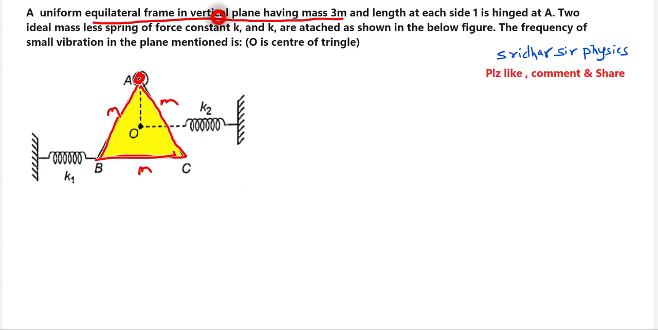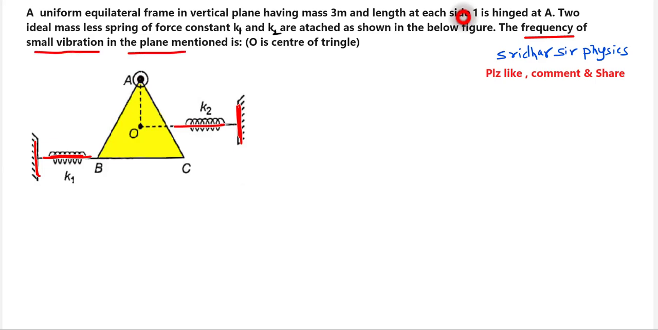Hinged at a point. Okay, fine. Now, two ideal massless springs of spring constant K1 and K2 are connected. They are attached to some rigid wall as shown, and they remain horizontal during the oscillations. We have to find the frequency of small vibration in the plane mentioned. In this particular plane, O is the center of the triangle, the centroid of the triangle.